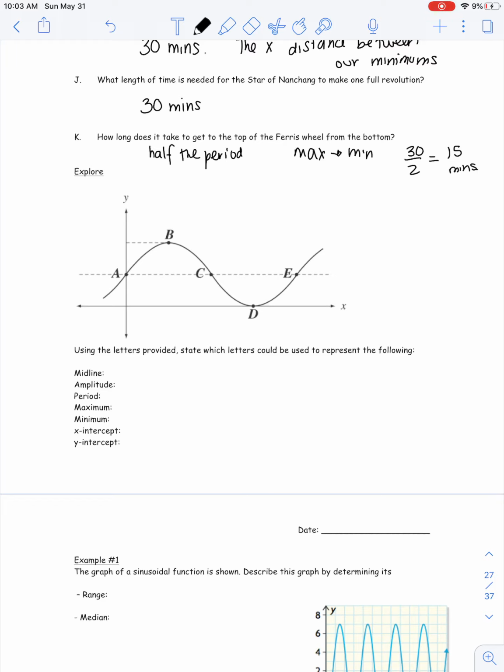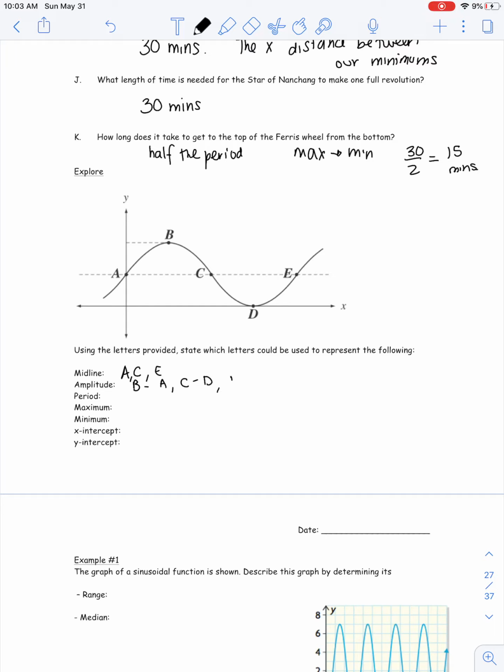The midline is going to be represented by letters A, C, and E here. The reason being, that's the halfway distance between your maximum height and your minimum height. Your amplitude can be found by taking your max and subtracting your midline. So that's one way to get it. Or you can take your midline and subtract your minimum value. So those are some options.